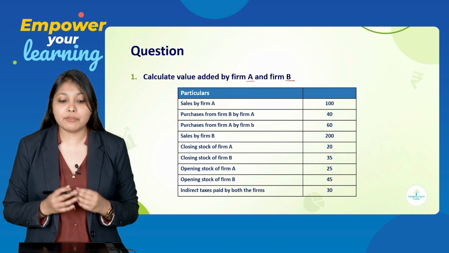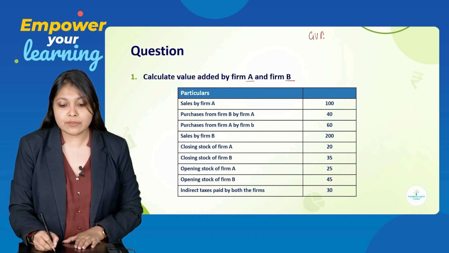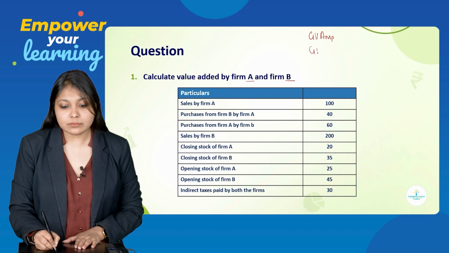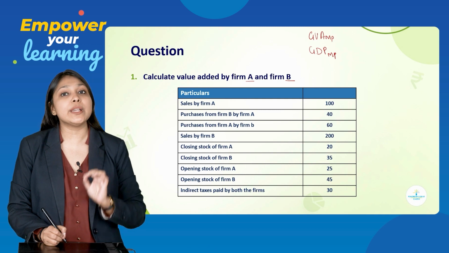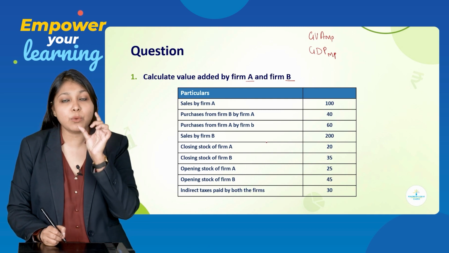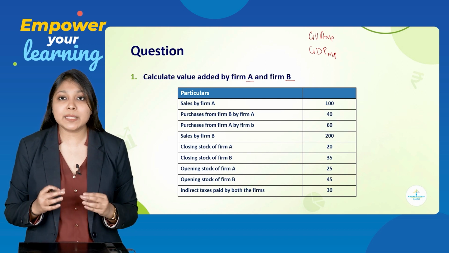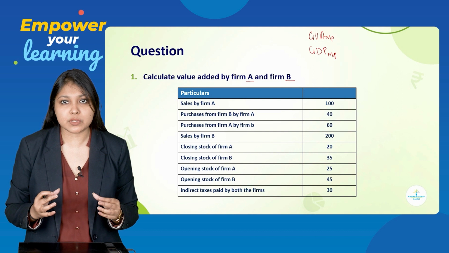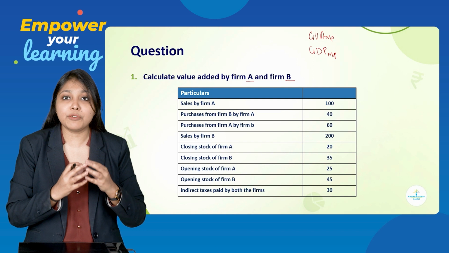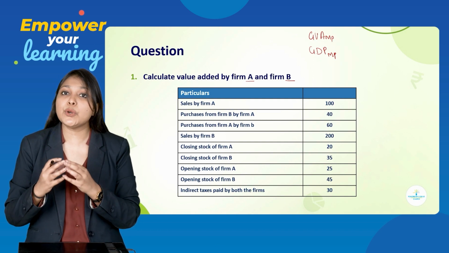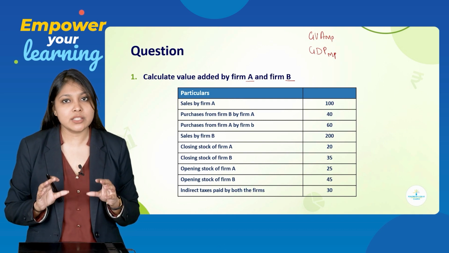We know that the aggregate of value added is nothing but GVA at MP. We can also write it as GDP-MP. In this particular question, they are asking you to find out value added, that means nothing but GVA-MP or GDP-MP. Now they have given the information of 2 firms. So first of all, we will find out the GVA-MP of firm A, and then the GVA-MP of firm B. Individually you will be finding out the GVA-MP.